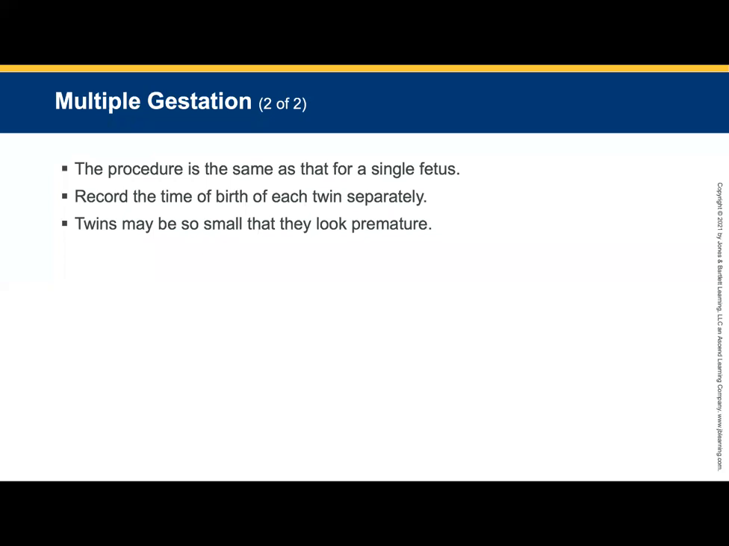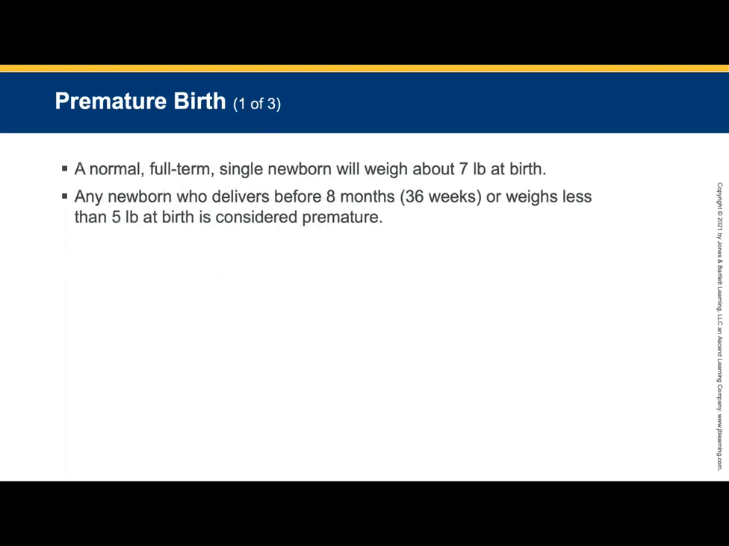We're going to have the same exact process, the cords, the cutting. You're going to use two of everything. The parents should know that there are twins. If not, you're both going to be surprised because there are two. Most of the time, your newborns deliver at about 8 months, 36 weeks, and they weigh less than 5 pounds at birth. So that's going to be your difference.